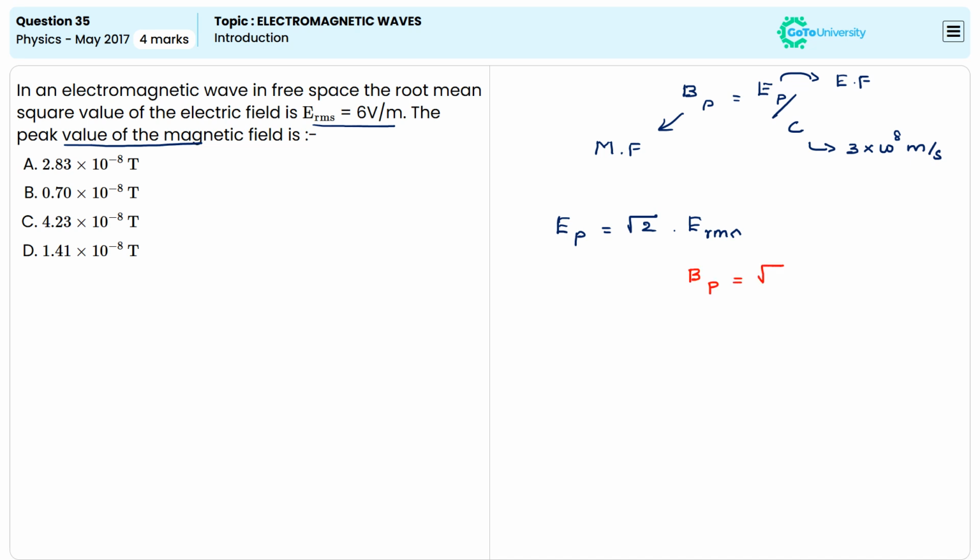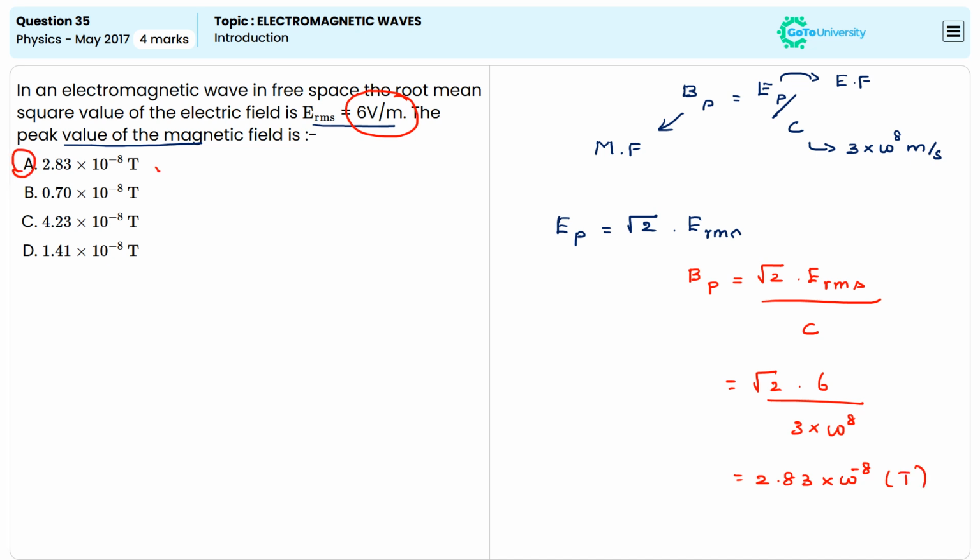So it can be written as root 2 times ERMS divided by C. Now we can apply the value. ERMS is given as 6 volt per meter. So root 2 times 6 divided by 3 times 10 to the power 8. When we are simplifying this, we will get the answer of 2.83 times 10 to the power negative 8, and the unit will be Tesla. So the correct answer for this question is option A here.